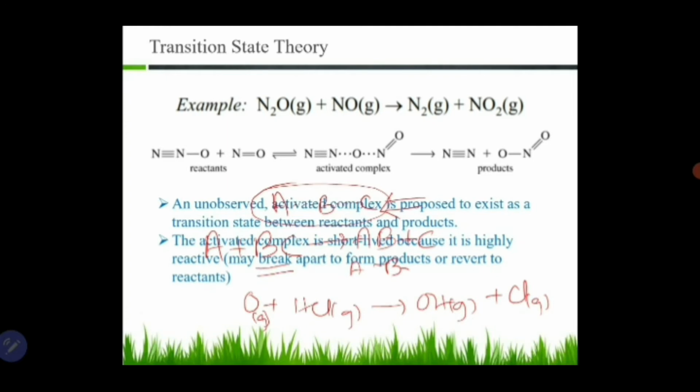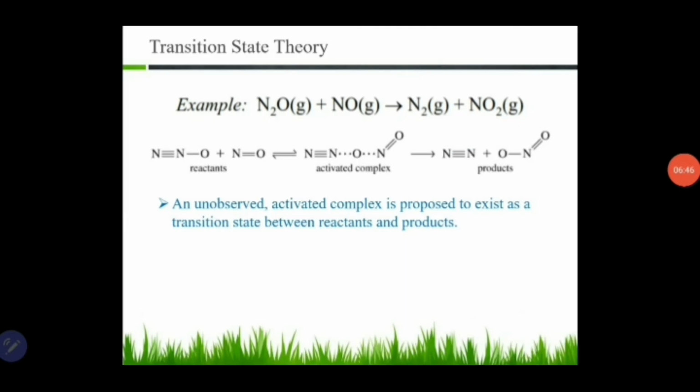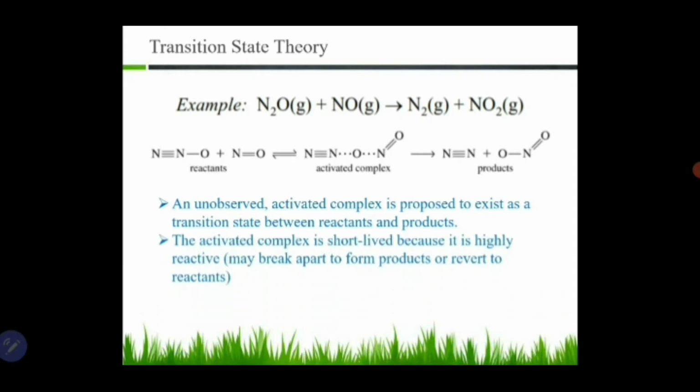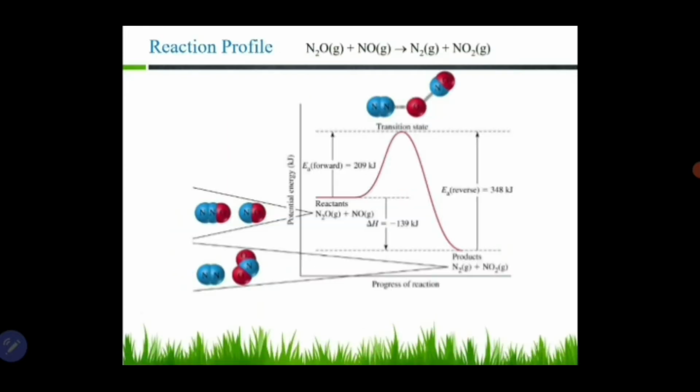According to transition state theory, an unobserved activated complex is proposed to exist as a transition state between the reactants and the products. The activated complex is short-lived because it is highly reactive, and may break apart to form the product or revert back to the reactants. And you can have a reaction profile like this.